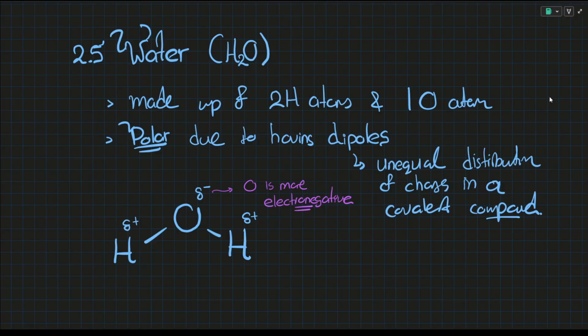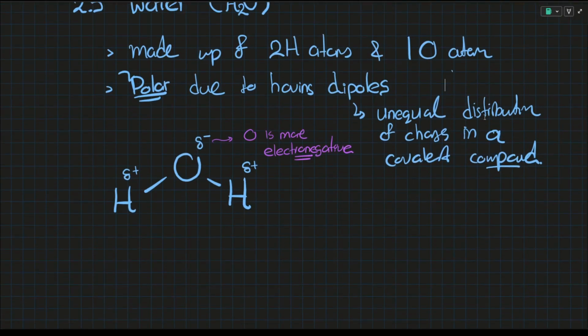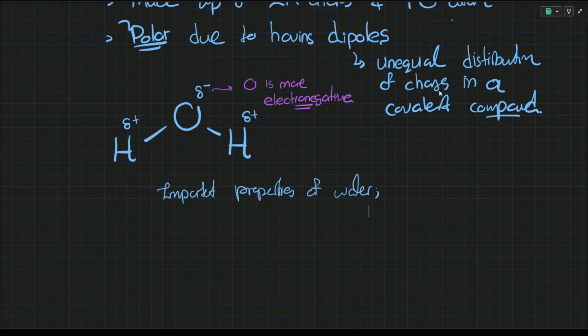Let's discuss 4 important properties of water. This is what makes water such a good solvent. It's one of the main solvents. It's even one of the main constituents of our body. But why is it so good? The first thing is it's great as a solvent due to its said polarity.